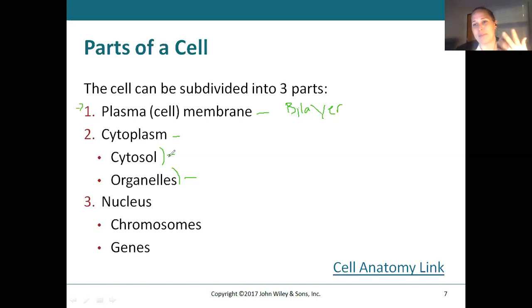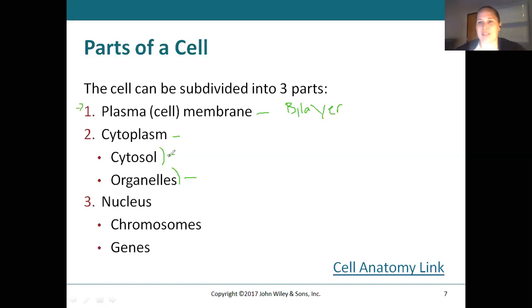So if you had a receptor, like an insulin receptor that needed to be expressed on the surface of a cell, that's exactly how the steps of that process would happen in that protein factory situation of the cell. So you've got the plasma membrane, the cytoplasm, and the nucleus.